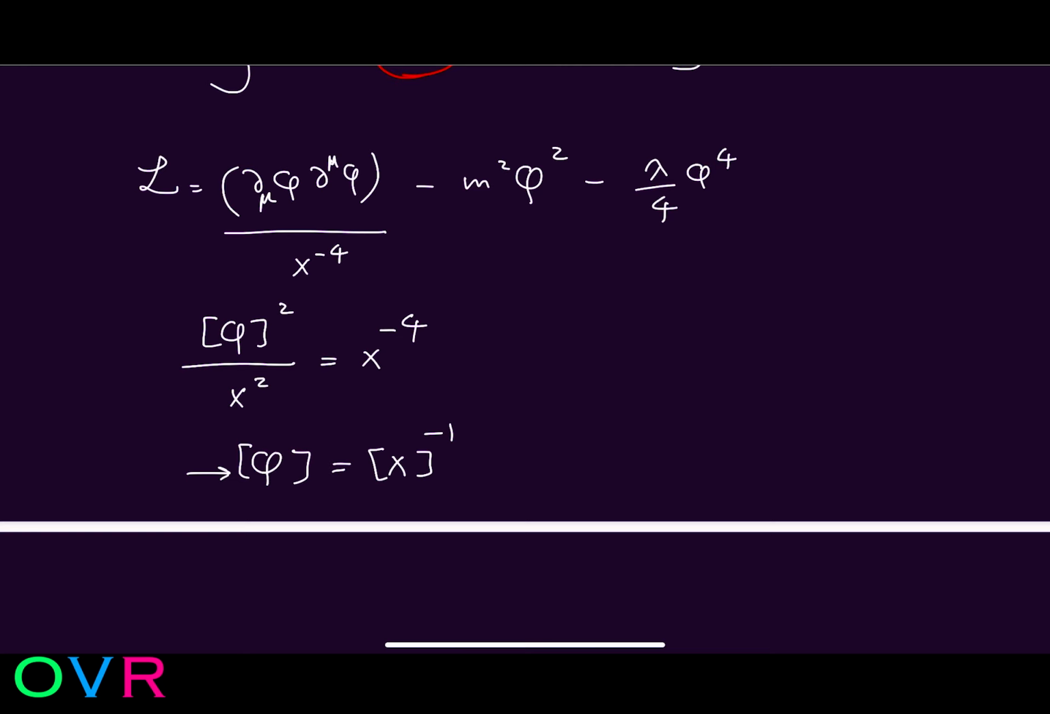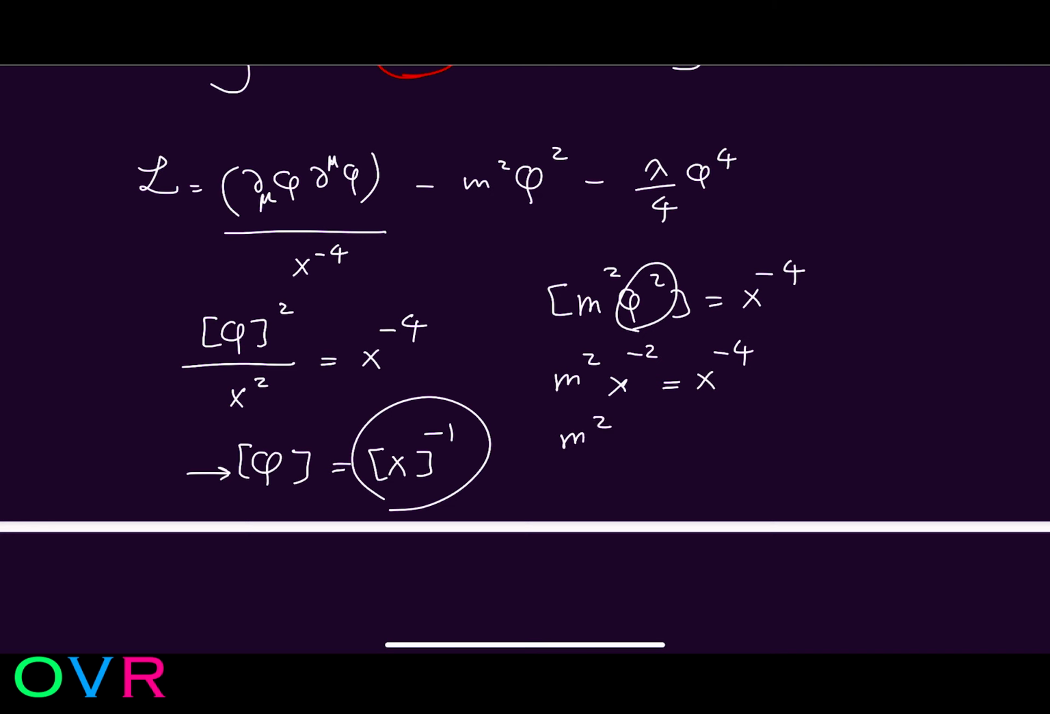Now I want to find the relationship between length and mass, and that's the de Broglie relationship, but we don't know that yet, but we can easily see it again. So the dimension of m squared phi squared should be equal to x to the minus 4. We already said phi is x to the minus 1, so m squared times x to the minus 2 is equal to x to the minus 4. So m squared is x to the minus 2, and then the dimension of m, or mass, is x to the minus 1. Interesting, mass and phi have the same dimension in this case.